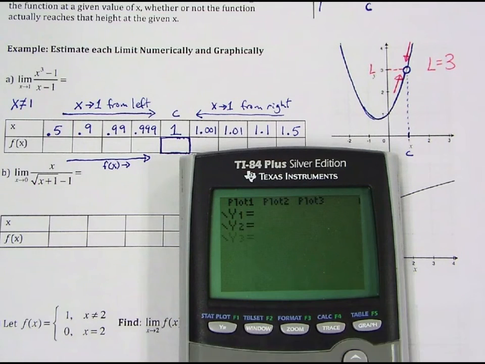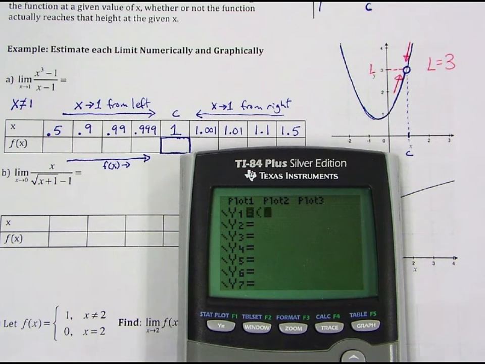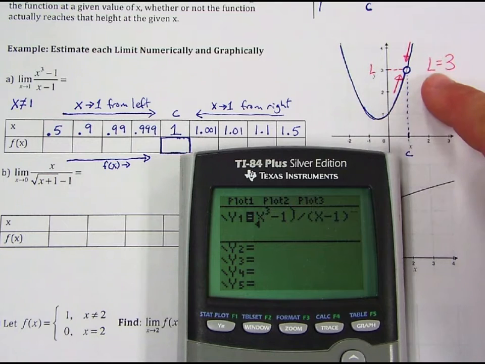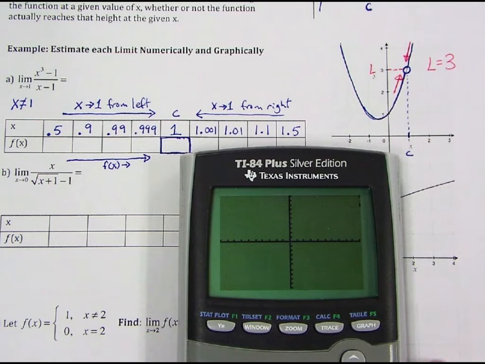Okay, and in y equals, we're going to put in our function f of x. So we have x cubed minus 1, and then divided by x minus 1. Okay, we could graph it and we would see the same graph over here, just to verify that it is the same. But we really want to focus on our table of values now.